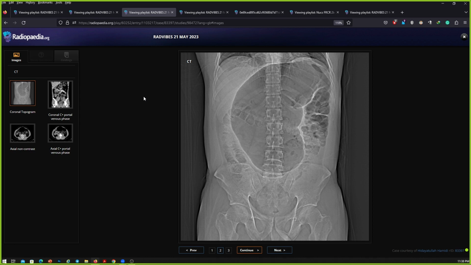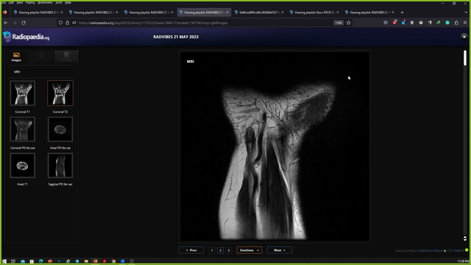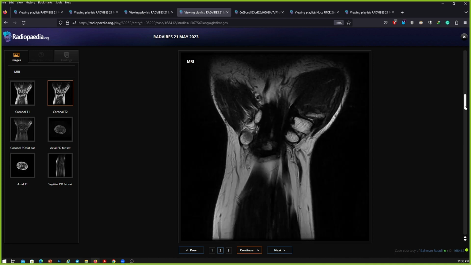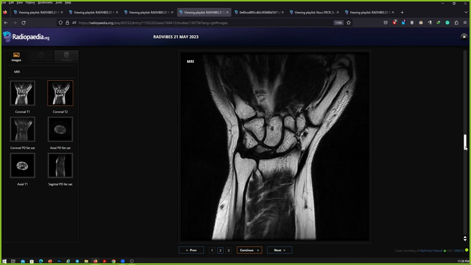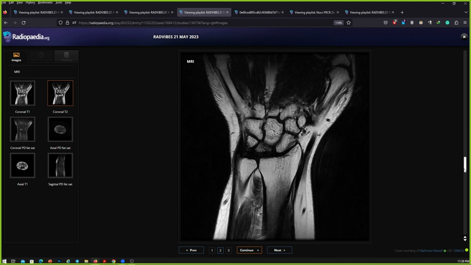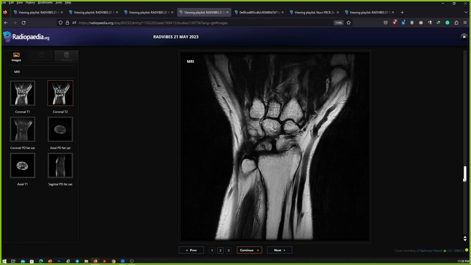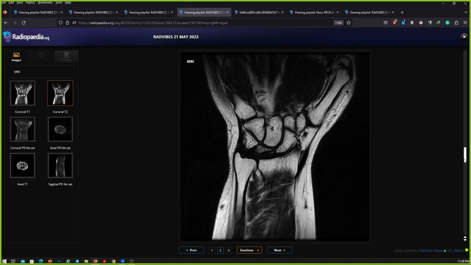Okay, candidate 1, I'll resume the timer, and this is your next case. You can scroll. I'm provided with an MR image, coronal section of a wrist joint. T1 section. I can see the lunate bone appears to be small in size, and it appears to be hypointense. Also I can see the ulna is slightly above the level of the radius.